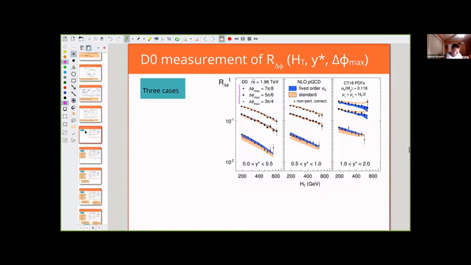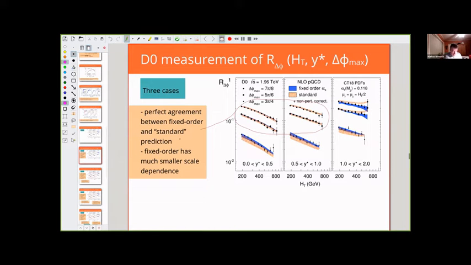So there are some cases, again, where we have a perfect agreement between the fixed order and the standard prediction. In all these cases, the standard prediction already had a rather small scale dependence, and the data were in good agreement with that. No, sorry, now I'm confusing two things, right? So here the data are well described by the standard theory, and the standard theory has small uncertainties. And we see again in this case, as before, that the fixed order calculation agrees here with the standard one and has much smaller scale dependence.